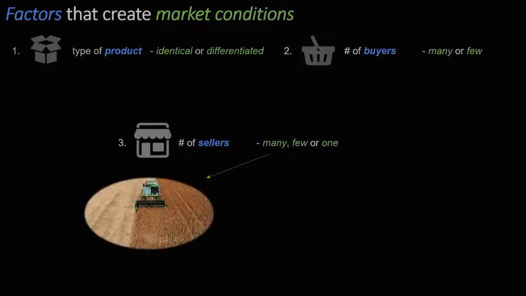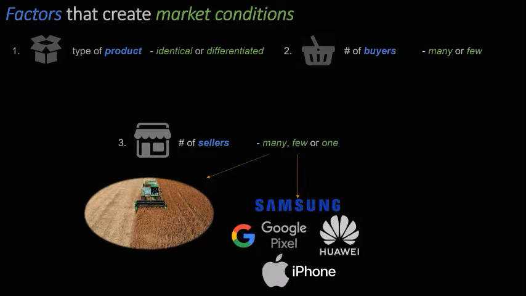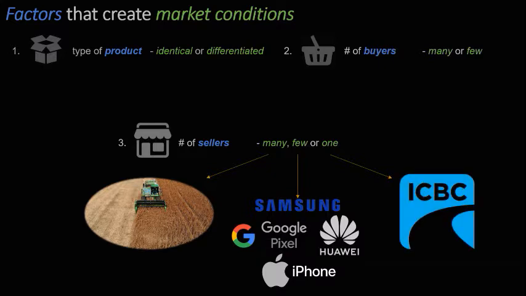For instance, with canola seeds or wheat, generally there's many producers all around the world. If we look at the smartphone market, there's four major suppliers of smartphones and a few others. And in other markets, for instance, auto insurance in British Columbia, we just have one provider of auto insurance.